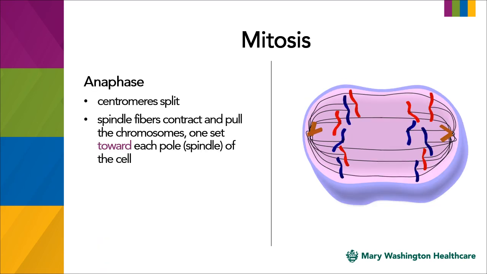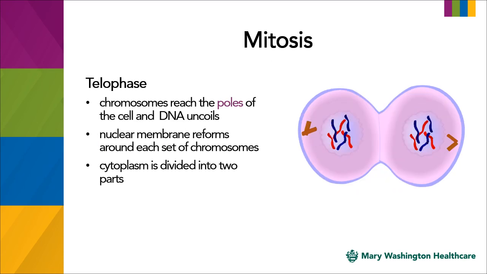During anaphase, the centromeres split. The spindle fibers contract and pull the chromosomes one set toward each pole or spindle of the cell. They're moving away. And then telophase is where the chromosomes reach the poles of the cells and the DNA uncoils. The nuclear membrane reforms around each set of chromosomes, and the cytoplasm is divided into two separate parts.